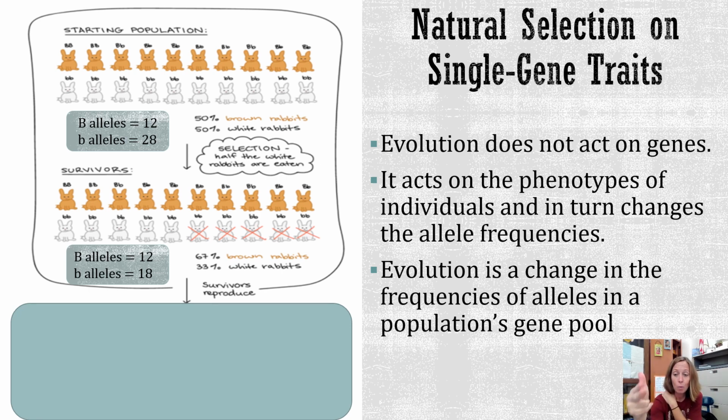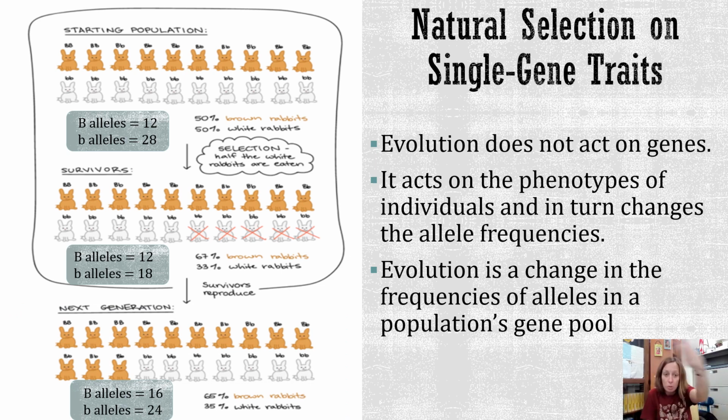Then selection happens, and our white rabbits are eaten because they live in a brown place. Now we have 12 capital B alleles and 18 lowercase b alleles. So we have 67% brown rabbits and 33% white rabbits. When I say brown and white, I'm talking phenotypes. When I say alleles, that's the genotypes. That was our new population. Then they reproduce, and in the next generation we have 16 capital B alleles and 24 lowercase b alleles. So we have 65% brown rabbits and 35% white rabbits.